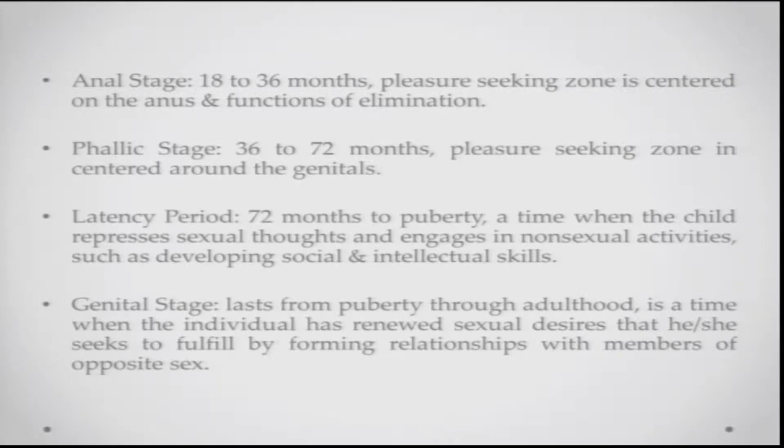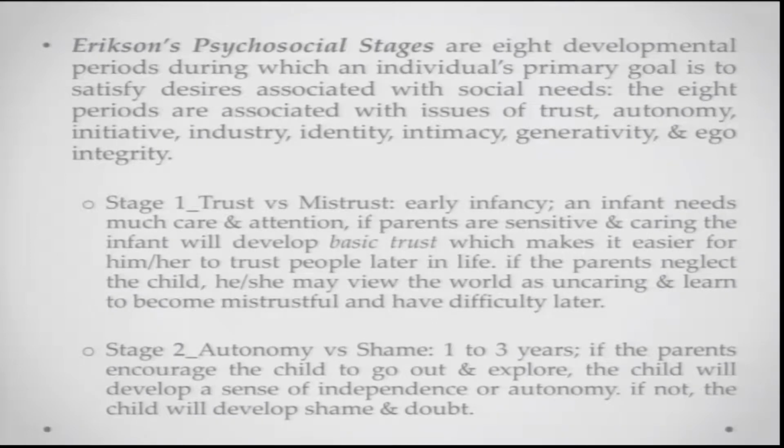Then you have the latency period, six years to puberty, a time when the child represses sexual thoughts and engages in non-sexual activities, making friends, developing social and intellectual skills. Finally is the genital stage. From puberty onwards through adulthood is a time when the individual has renewed interest in sexual desires that he or she seeks to fulfill by forming relationships with members of the opposite sex. So this is the progression of the psychosexual stages that Freud gave.